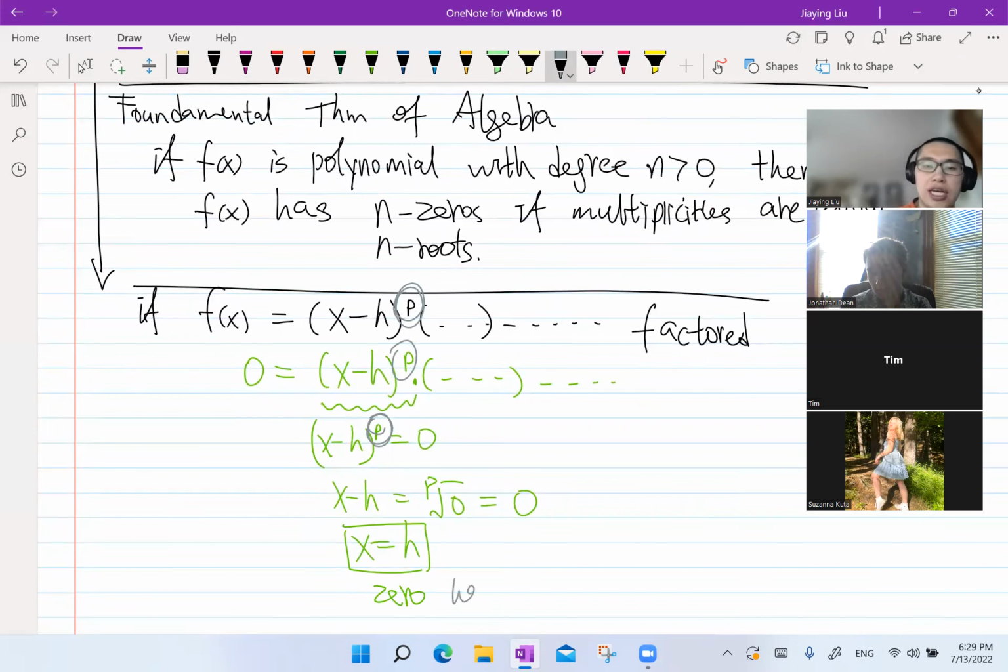So this 0 has multiplicity of p. If p equals 3, it has a multiplicity of 3. If p equals 5, it has a multiplicity of 5.